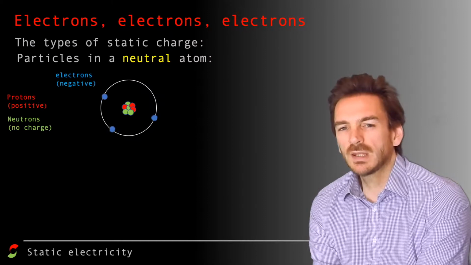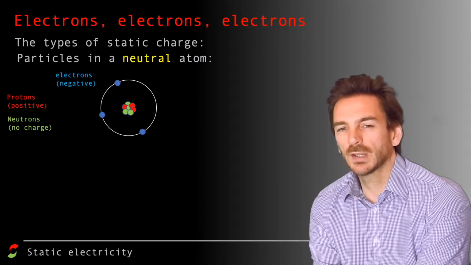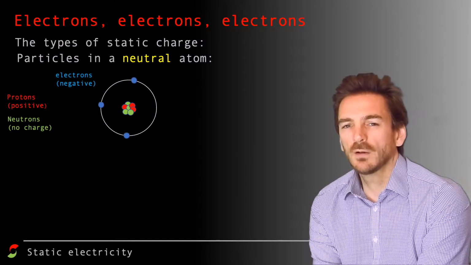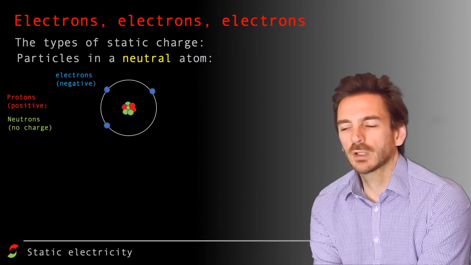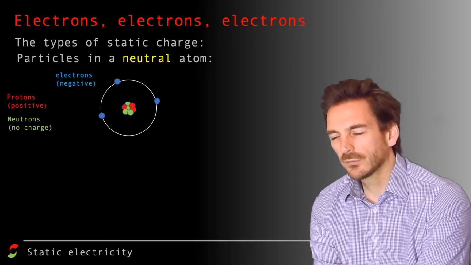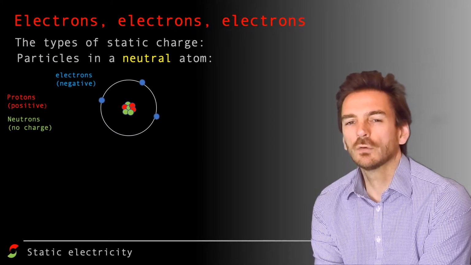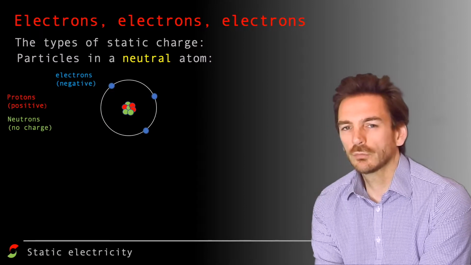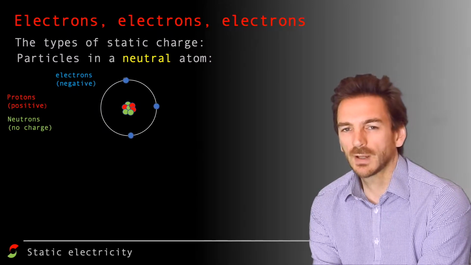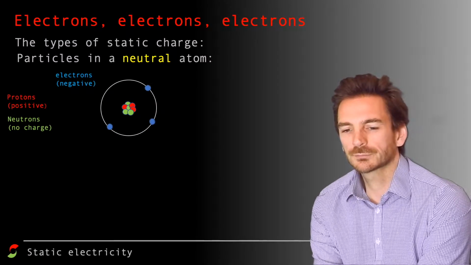Now, it's much easier to remove the electrons from this atom than the protons. The electrons are bound to the atom by a force that is much weaker than that on the protons. So you can imagine trying to get a proton out of the nucleus. It's going to be much harder, it's going to require much larger forces to do that. And in fact, that will be nuclear physics. We're not talking about nuclear physics, we're just talking about static electricity. It's all about the electrons.